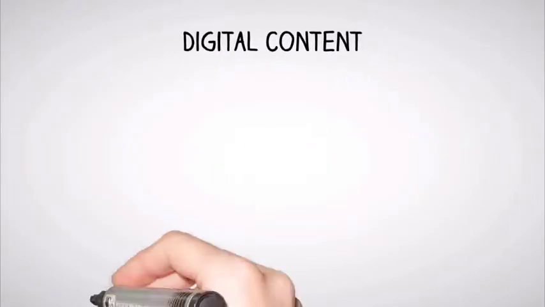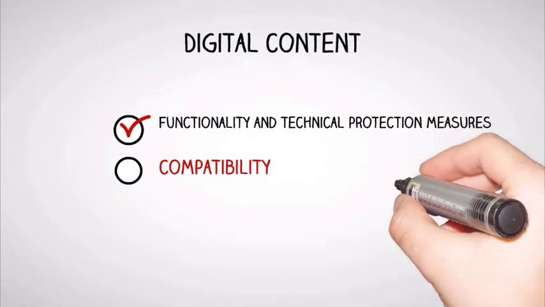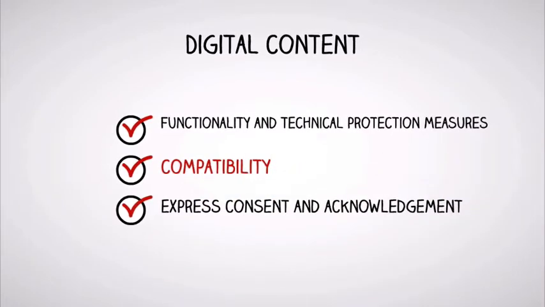We touched on digital content in the last video, and there are information requirements that are specific to digital content, and that includes the functionality and technical protection measures, compatibility of the digital content, and also, as we were talking about on the last video, you need to include the express consent of the consumer to you providing the services before the end of the cancellation period, and also their acknowledgement of the fact that they have lost the right to cancel. Now, in the latest European Commission guidance on digital content, it says that the following information should be given in relation to functionality.